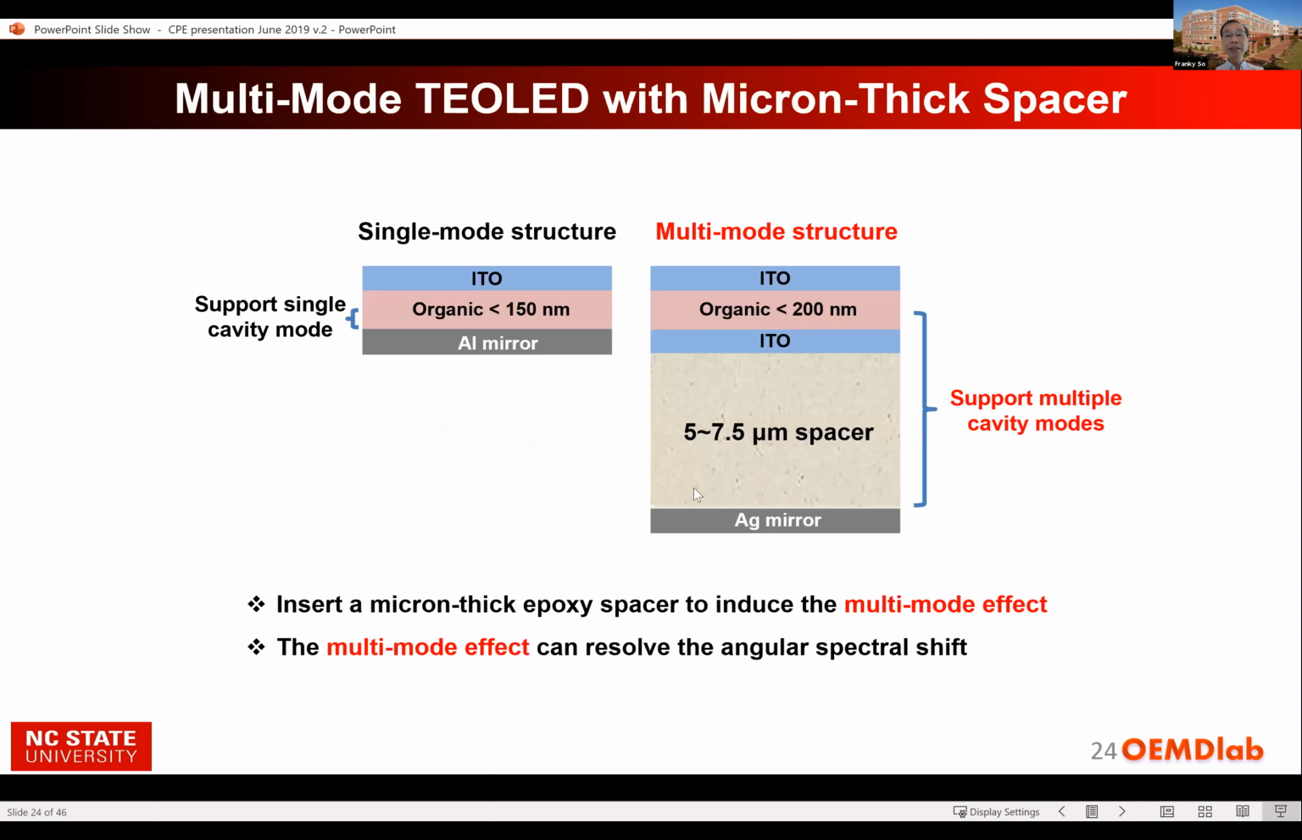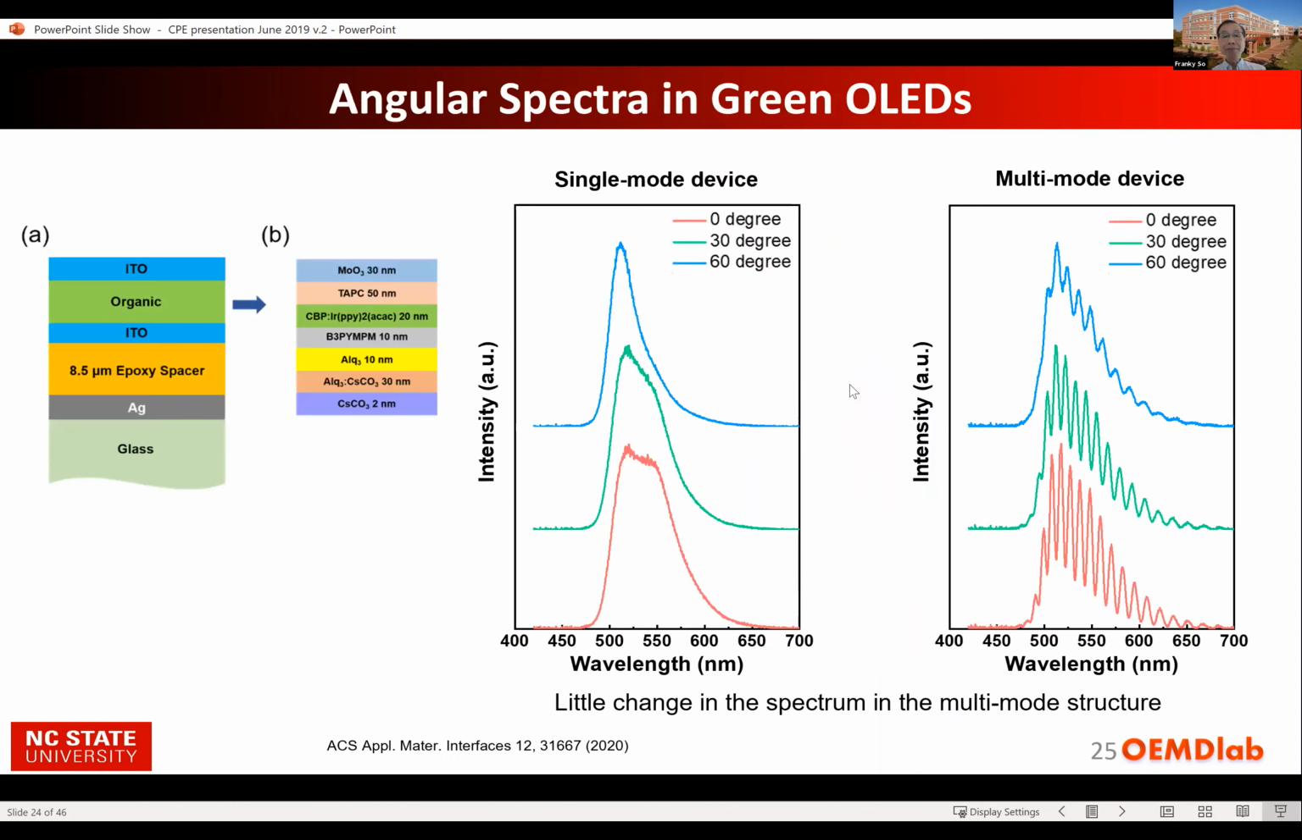So with this, we decided to play with the optics. We make the device with a thick spacer. Now we actually have a very large dielectric stack, so we're creating a device with not a single mode, because in a typical OLED the organic stack is very thin, so only one mode is supported. But when you increase the thickness up to 7 micron, then you get many modes. This is what we actually see: going from single mode to a multi-mode device, you see many peaks and valleys. Each peak and valley corresponds to one optical mode.